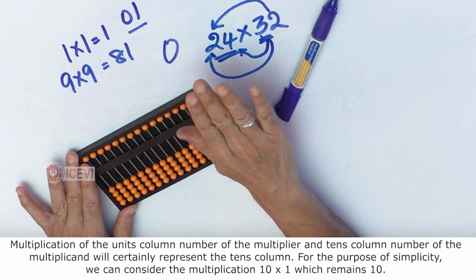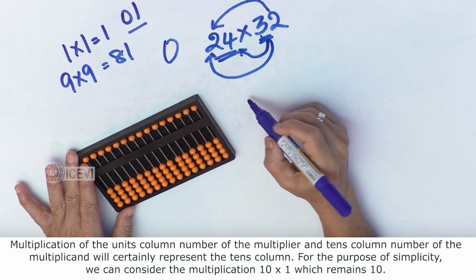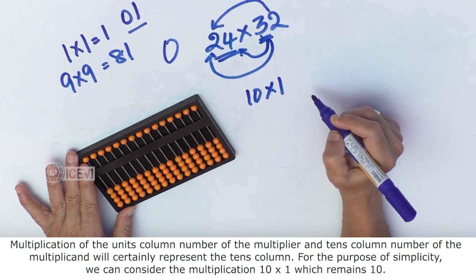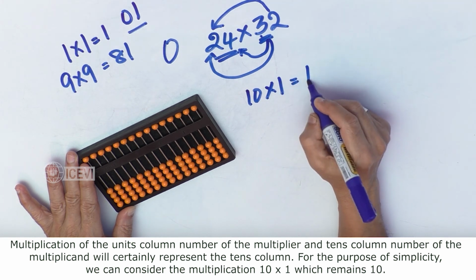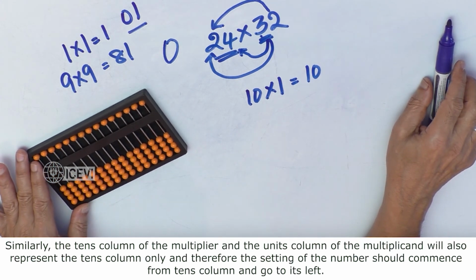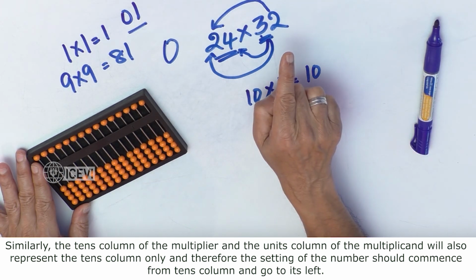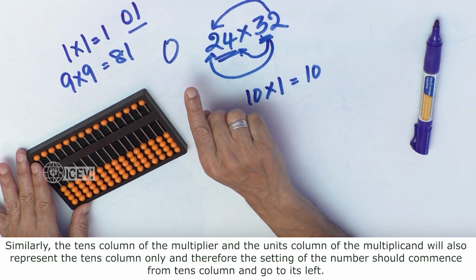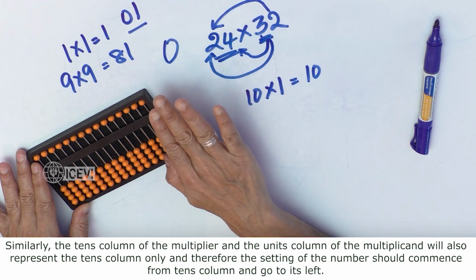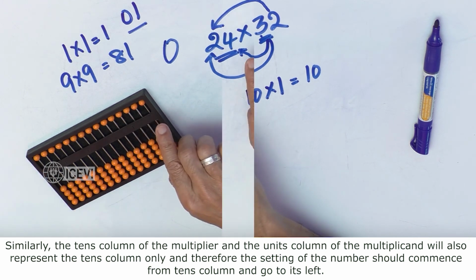For the purpose of simplicity, we can consider the multiplication 10, which is representing tens column, and units column that is representing units column. That means the result is always representing the tens column. Similarly, the tens column multiplier and the units column multiplicand will also represent the tens column only, and therefore the setting of the number should commence from the tens column and should go to its left.